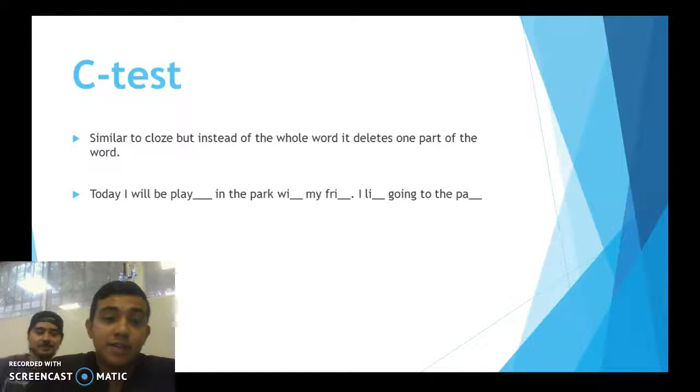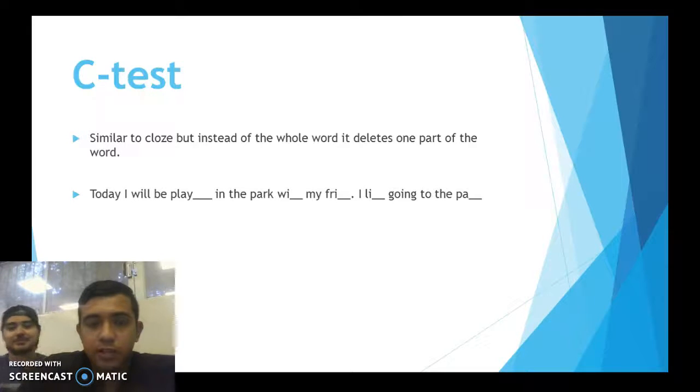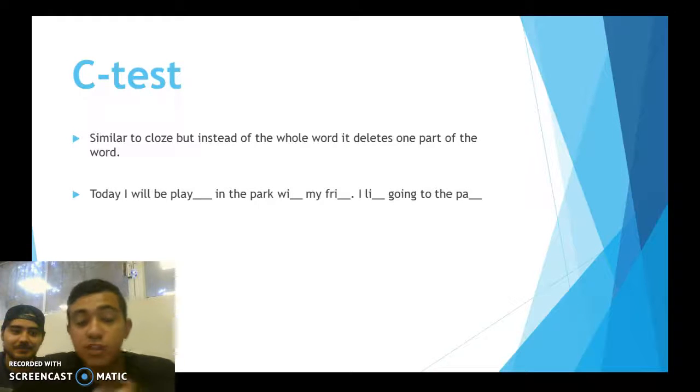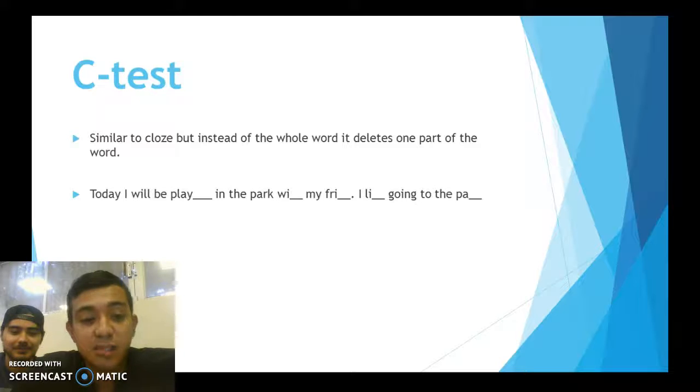Then we have the C test, which is similar to cloze, but instead of the whole word, it deletes one part of the word. As we saw in the cloze, it gives them the whole blank, so they can put more than one word. They have to finish the conversation or fit the general English that fits there. On this one, the students just have to put the part of the word that is missing. So it gives them a lot of help. It gives them the beginning of the word, and they have to finish it with the corresponding part of the word that is missing.